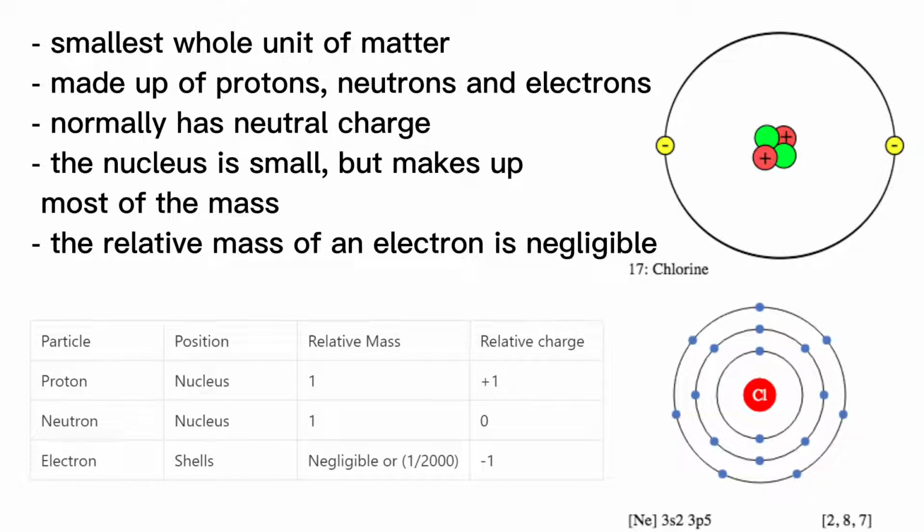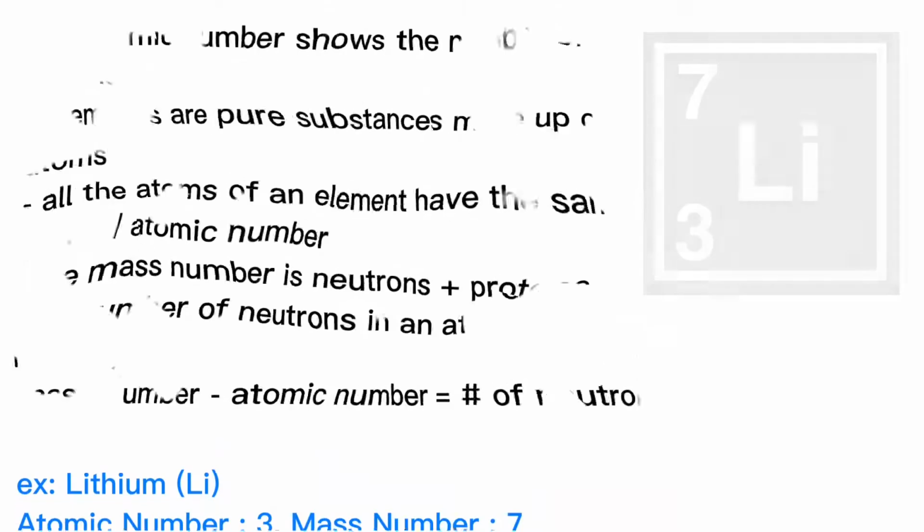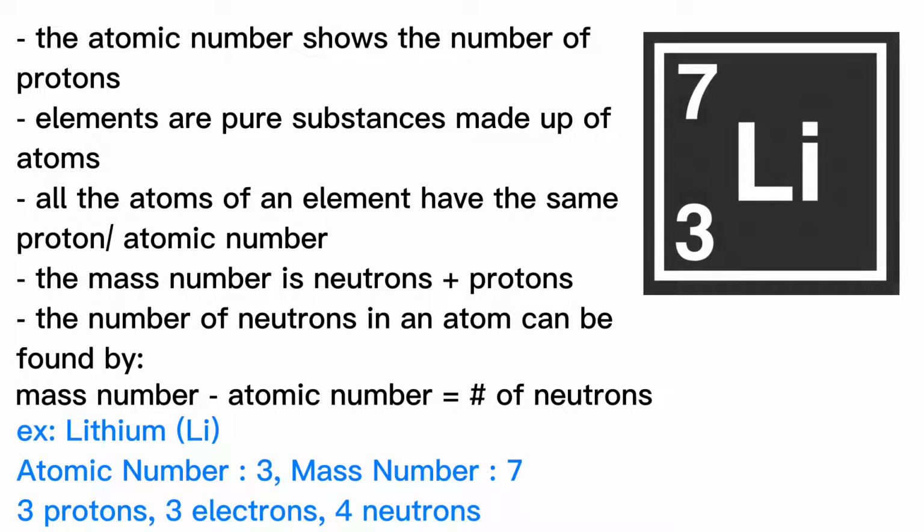An electron is so small that the relative mass of an electron is negligible, while the others have a mass of around 1. Atoms are given an atomic number and a mass number each. The atomic number shows the number of protons in the atom.